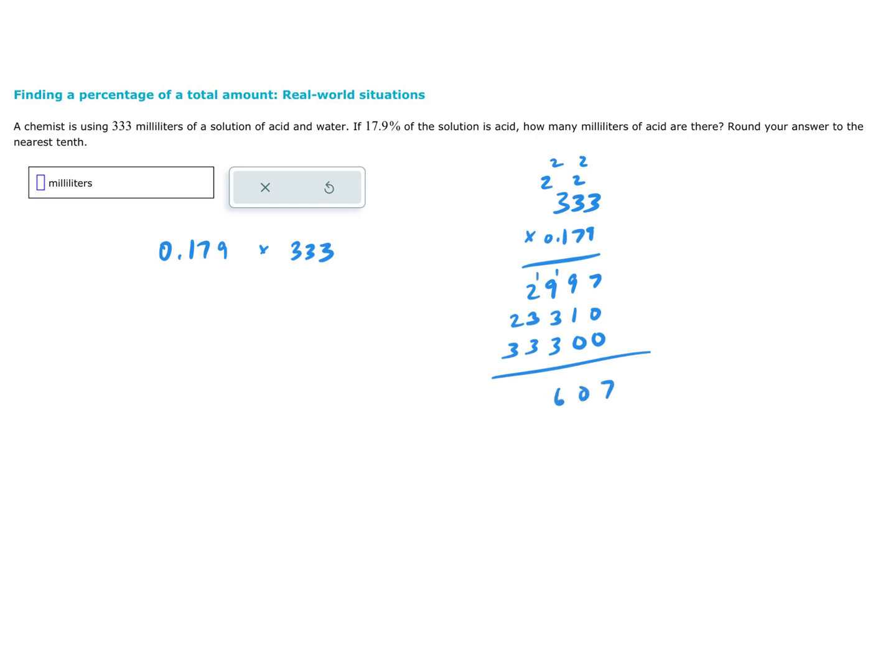16, 3, 6, 7, 8, 9, and 5. And we have 3 digits behind the decimal point in the problem, so 3 in the solution. We said round to the nearest tenth. Here's the 6 in the tenths, so the 0 is in the hundredths, and that's not halfway to the next tenth. Our answer is 59.6 milliliters.